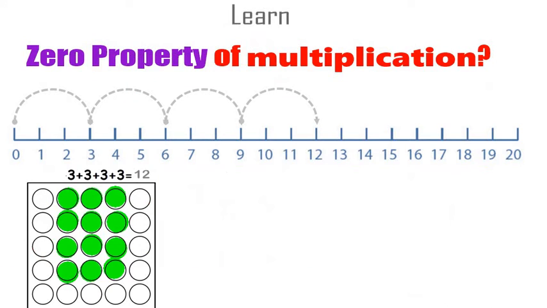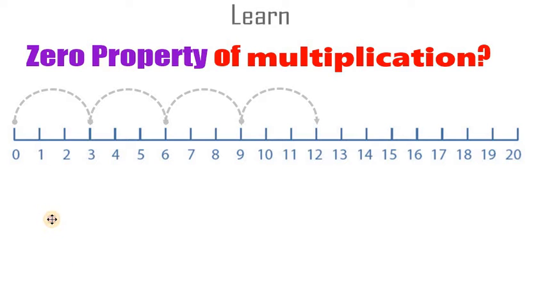Okay, so let's talk about another number. Let's talk about the 0 property of multiplication. So you can see I still have my number line here showing 3 times 4 equals 12. And I have an array here showing that 4 groups of 3 makes 12. I have 4 groups. Here's the first group, second group, third group, fourth group. And that matches my addition sentence up here. So what happens if I change this into multiplying by 0? What if I said 4 groups of 0 instead of 4 groups of 3? What would my answer be?